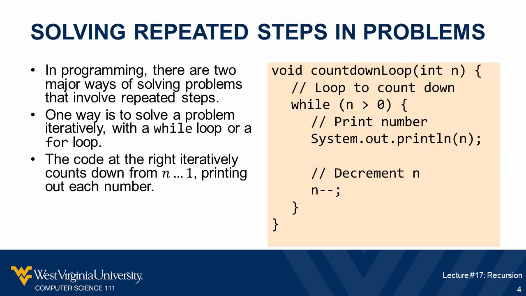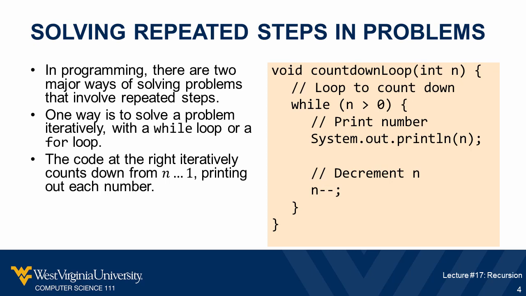When we need to solve problems that involve repeated steps, there's two major ways we can implement a solution. The more traditional way is to implement what's known as an iterative solution. This is one that uses a loop to repeatedly execute a chunk of code. As an example here, I have a method that takes a parameter n, and then prints out the numbers from n down to 1 per line.